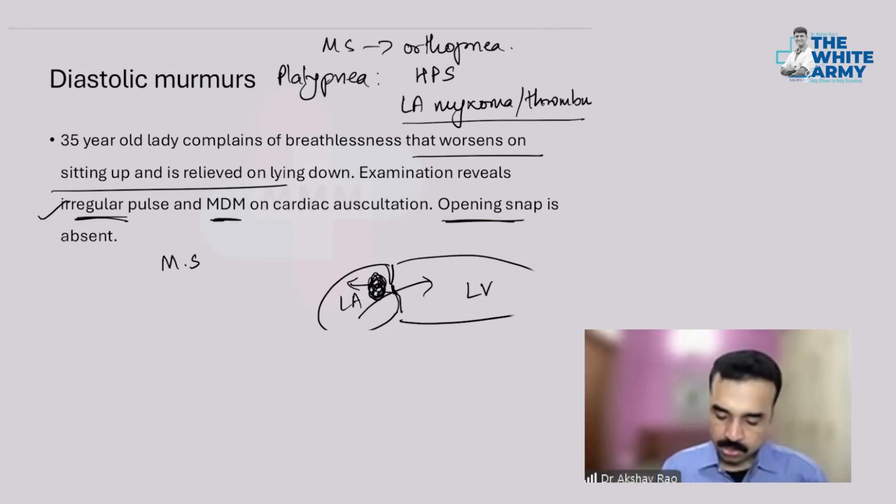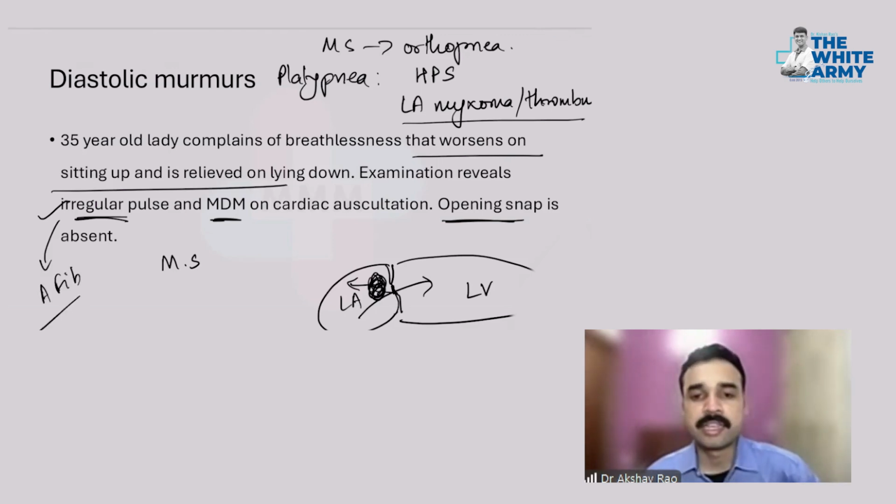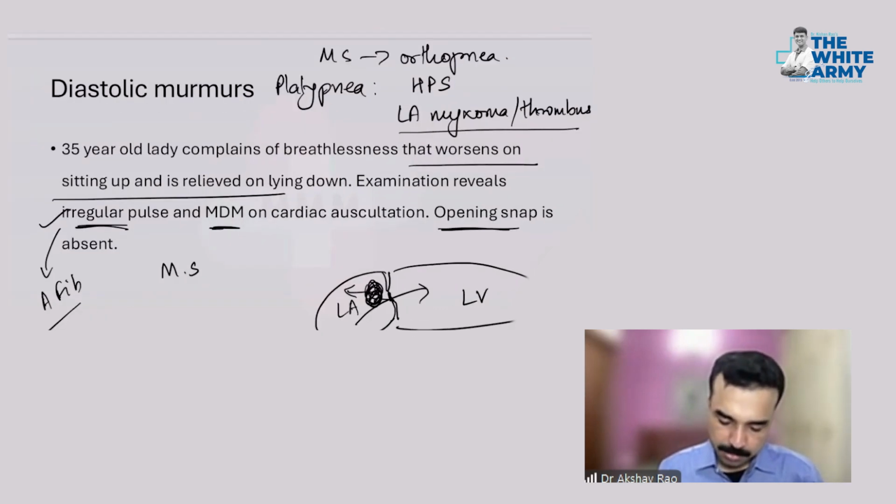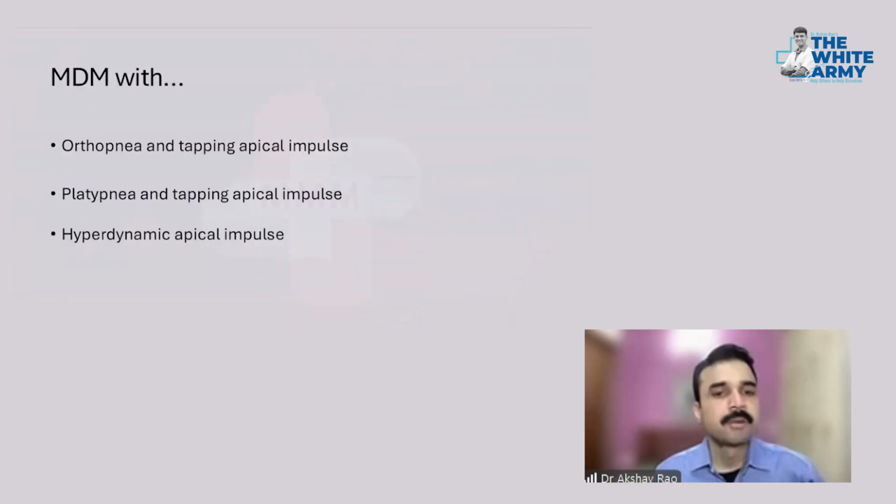Yes, there is. So if it's irregular pulse and if it denotes atrial fibrillation, that can lead to left atrial thrombus formation. That's because the left atrium is not contracting, it is just fibrillating, leading to stasis of blood, producing a thrombus. So if you hear an MDM in a patient who is complaining of platypnea, you should think of left atrial thrombus. Okay, so remember, there are other causes of MDM apart from mitral stenosis.